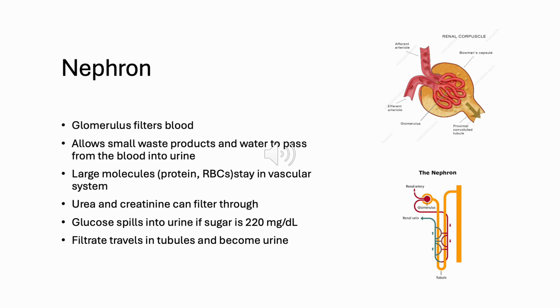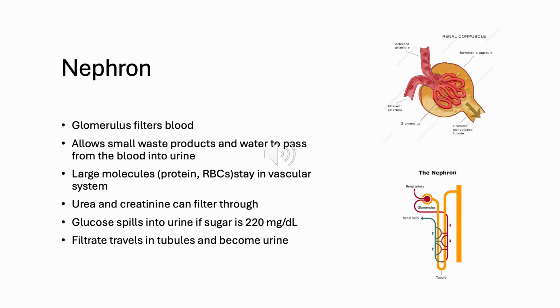The glomerulus is a network of capillaries, and it lets small molecules of water and waste products pass through from the blood into the urine. It prevents the larger molecules, such as protein and red blood cells, from going into the urine. So if somebody has red blood cells, rusty colored urine or smoke colored urine, or protein in their urine, you know that there's something wrong with the glomerulus or the kidney.